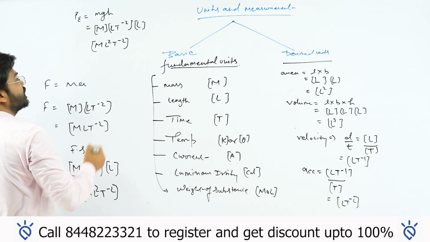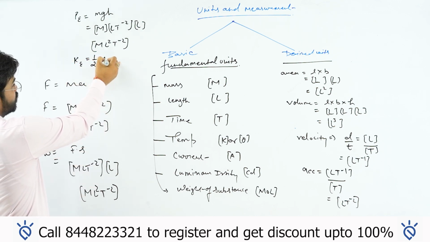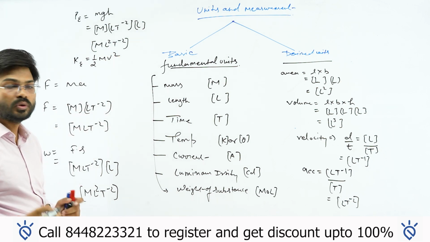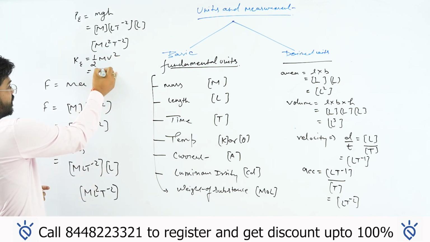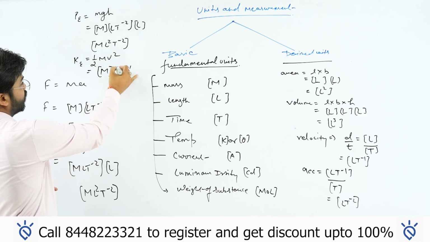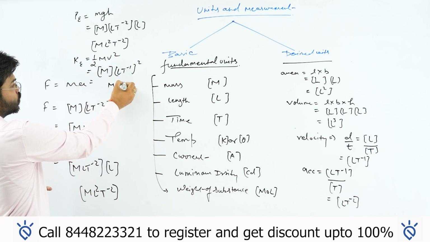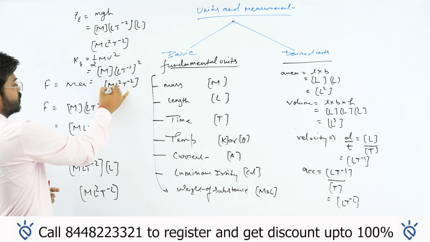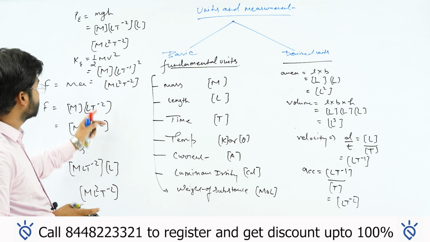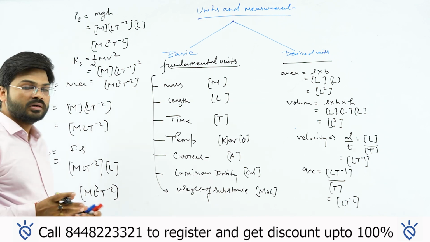Similarly, if we find kinetic energy, KE, half mv square, half is constant. So the dimension of mass is M and the velocity dimension is LT minus 1 whole square. So dimension will be ML2T minus 2. So these are the dimensions of kinetic energy, potential energy and work, and all are the same.